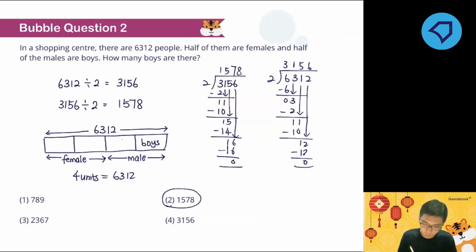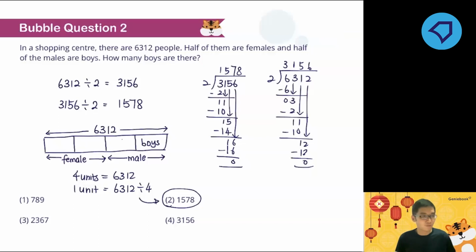Right, so the number of boys will be represented by 1 unit. So you can just take 6,312 divided by 4, and you can also get the same answer, 1,578. Okay, so this is by using model. For those who are more of a visual learner, you see things by using diagrams, then this might help you to see why I must divide by 4, or why must I divide by 2, then later on divide by 2 again. Okay. Yep, you can take a screenshot, you can copy it down on a piece of paper if you want to. All right.